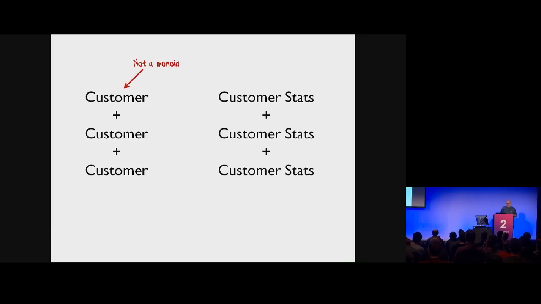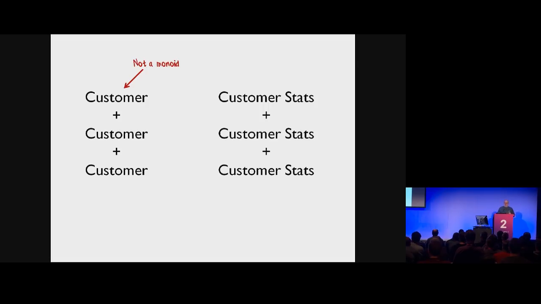So for example, I have a bunch of customers, and let's say I keep track of how many times they visit my website, how much money they spend, whatever. I'd like to add all that stuff up, but I can't because customers are not monoids. However, I could create a special kind of class or a structure called customer statistics, which is just integers and stuff, and that would be a monoid because it's all numbers.